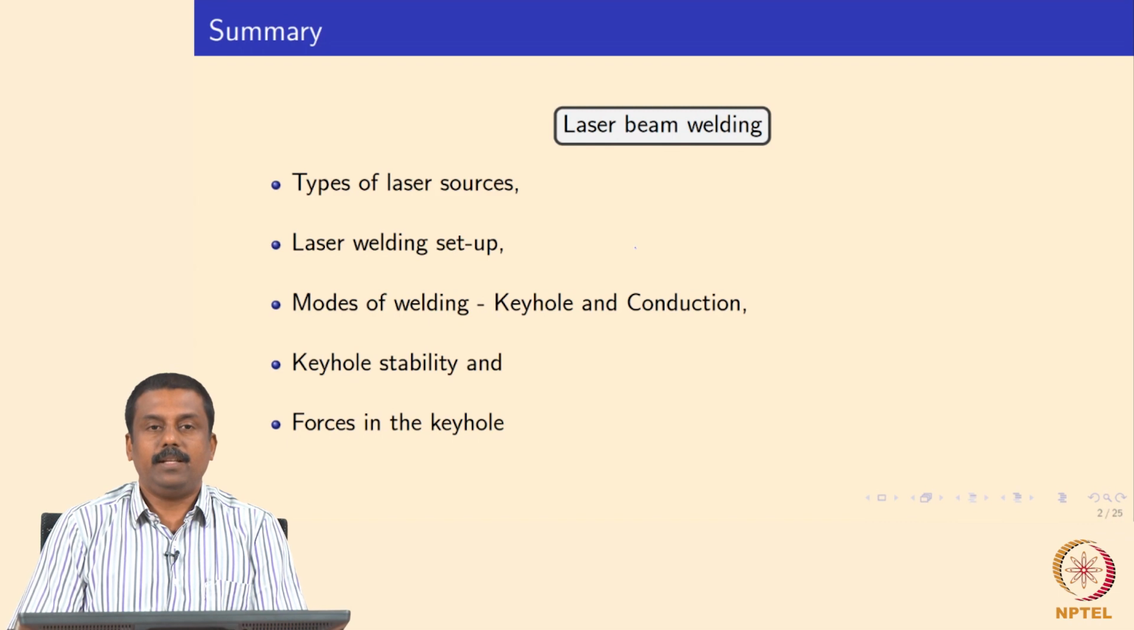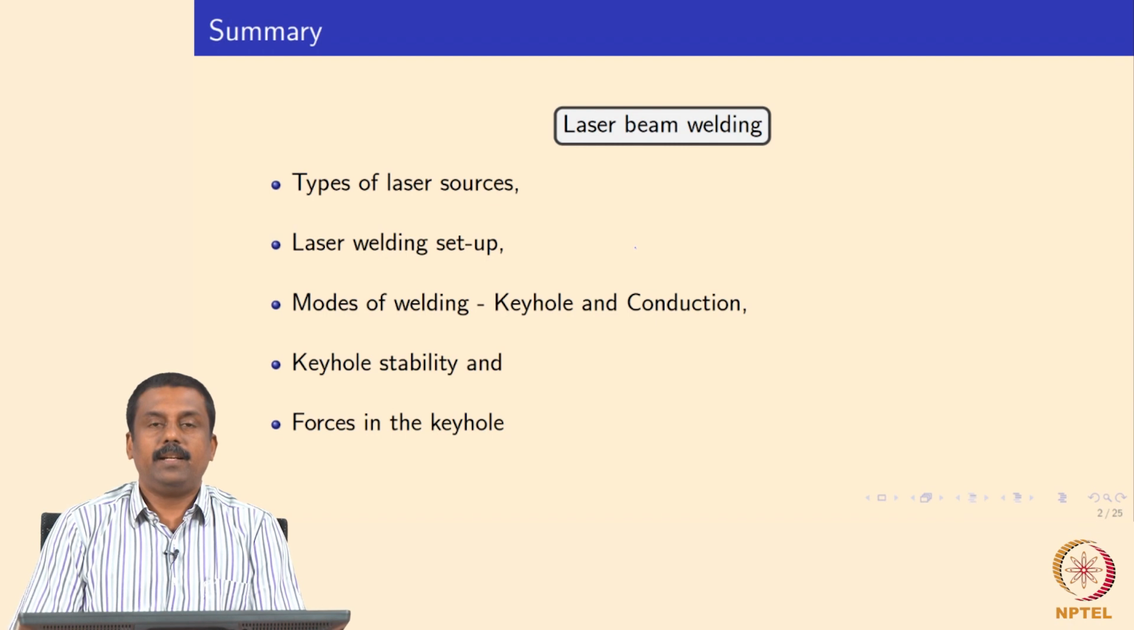Right. So we looked at the effect of vapor pressure in overlap joints. We saw some examples with galvanized steel with varying thicknesses of galvanized layer, and how the vaporization of the zinc affects the keyhole stability in laser beam welding. And then we looked at various welding parameters that we generally use for laser beam welding processes.